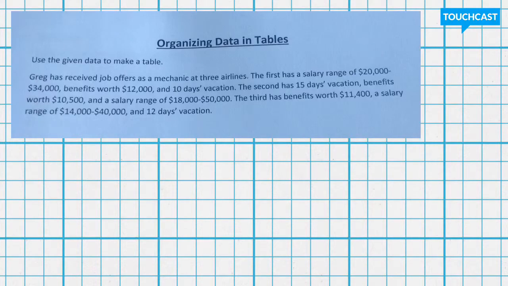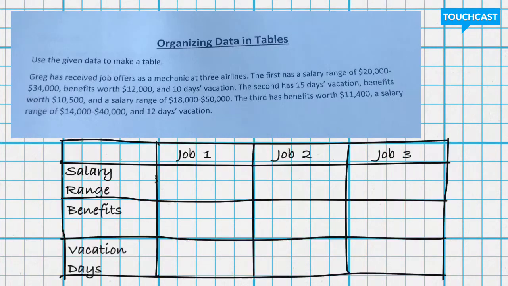We need to start by constructing a 4x4 table. Now we're going to need to fill in the boxes for the salary range for each job. So for job 1, the salary range was $20,000 to $34,000. For job 2, the salary range was $18,000 to $50,000. And for job 3, the salary range was $14,000 to $40,000.